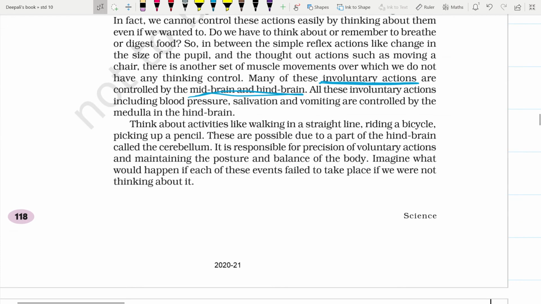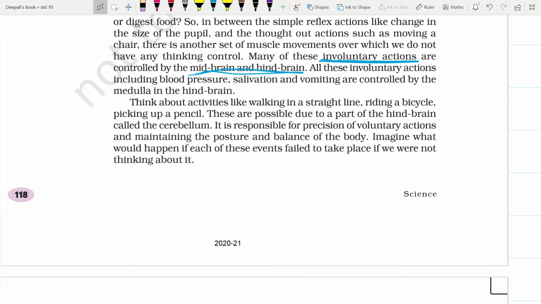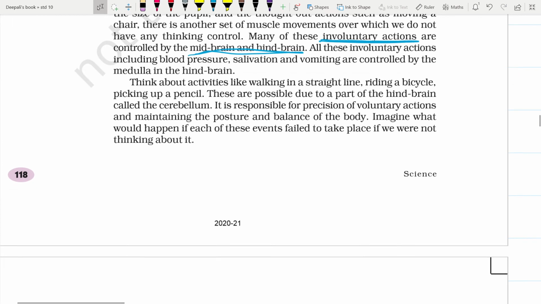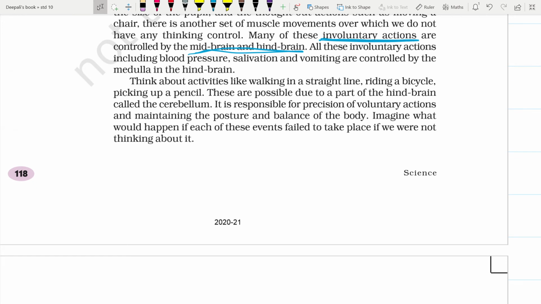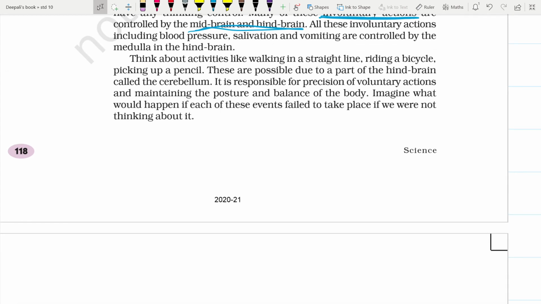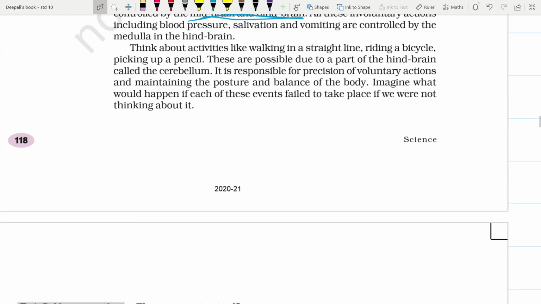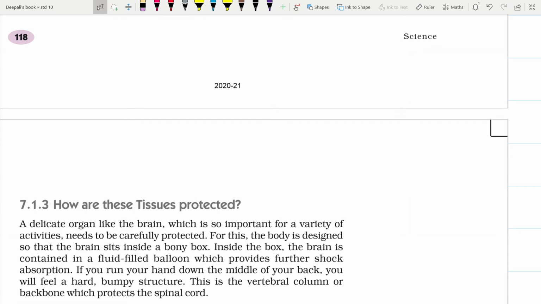Think about activities like walking in a straight line, riding a bicycle, picking up a pencil. These are possible due to the part of hindbrain called cerebellum. It is responsible for perception of voluntary actions and maintaining the posture and balance of the body. Imagine what would have happened if each of these events failed to take place if we were not thinking about it. So, this is what our brain is.